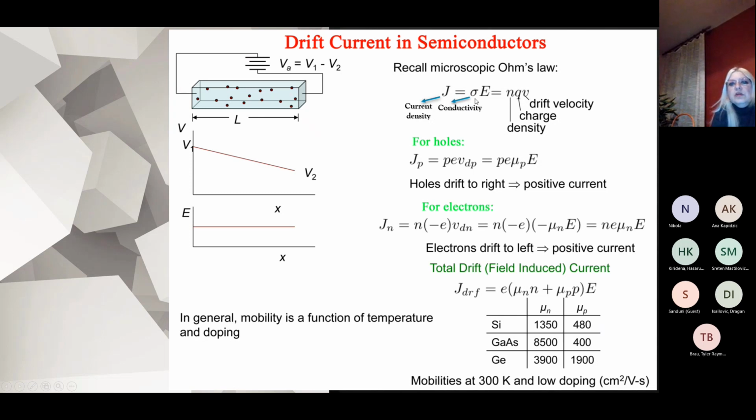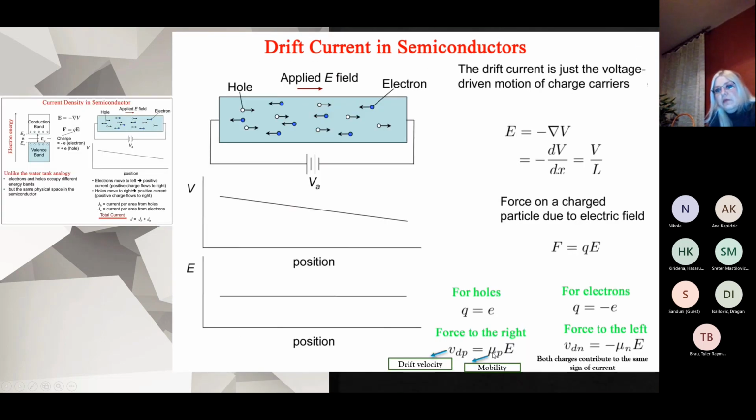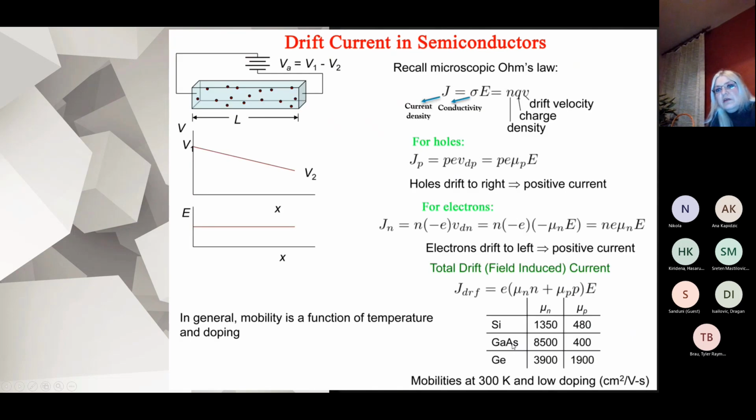And here we're going to see that for the holes, the current density will be basically the number density of holes times charge times drift velocity, and then we'll see that we can write the drift velocity as mobility times electric field. So basically it will have a positive sign. So the holes drift to the right, and we call this positive current.